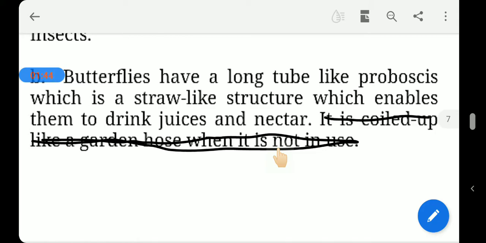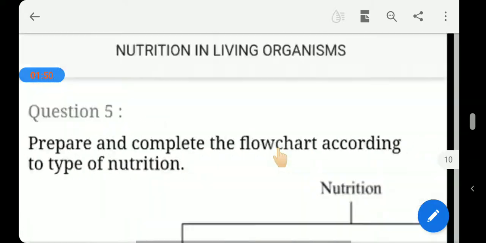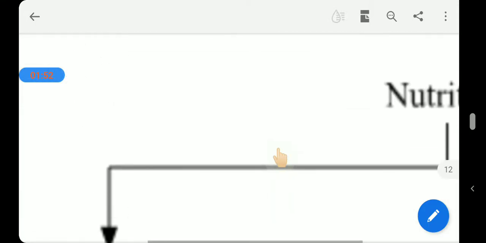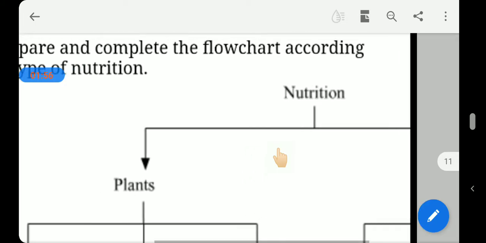Let's move to our question number 5 now. The lines which I have scratched out, no need to write those lines.